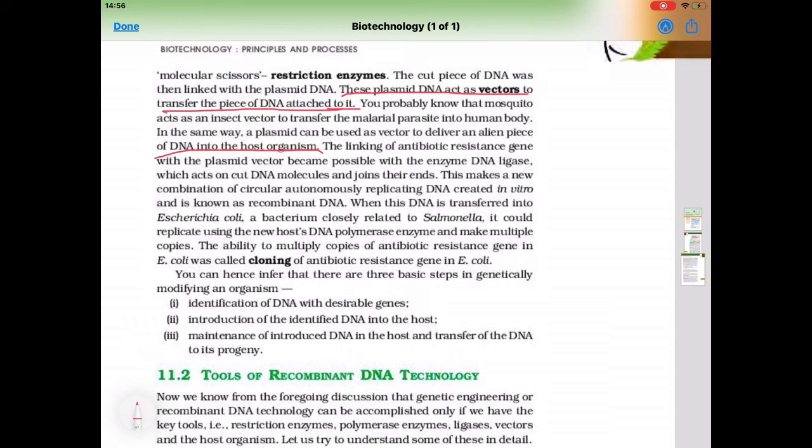This makes a new combination of circular, autonomously replicating DNA created in vitro, and is known as recombinant DNA. So now the old plasmid with the new gene of interest, this total is known as recombinant DNA.